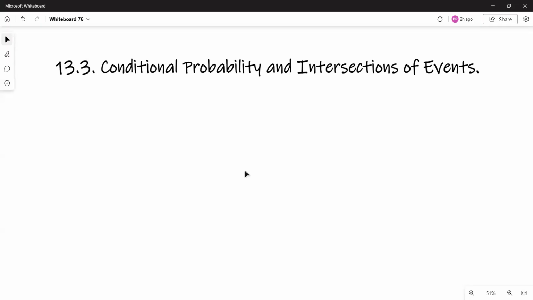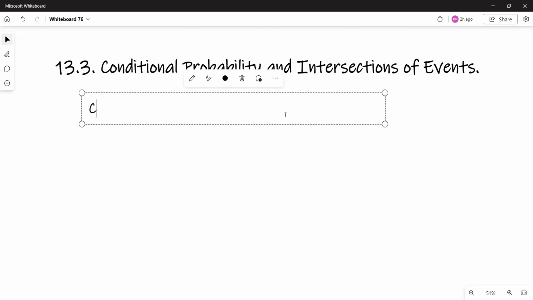Hi, I'm covering section 13.3 today about conditional probability and intersection of events. So first we're going to go over conditional probability, and we're going to read the following situation.